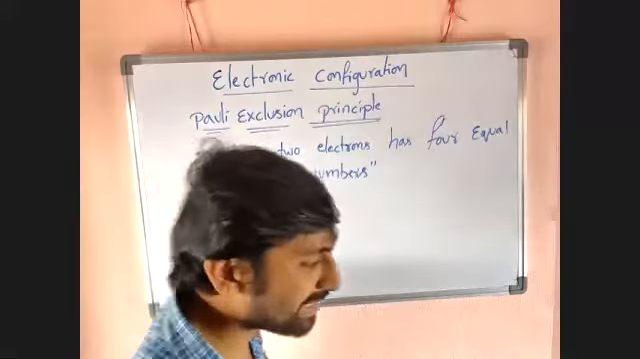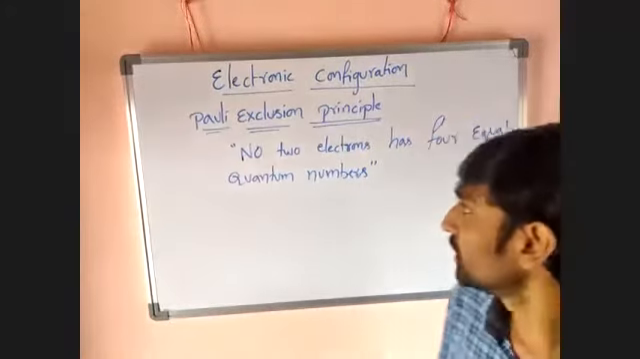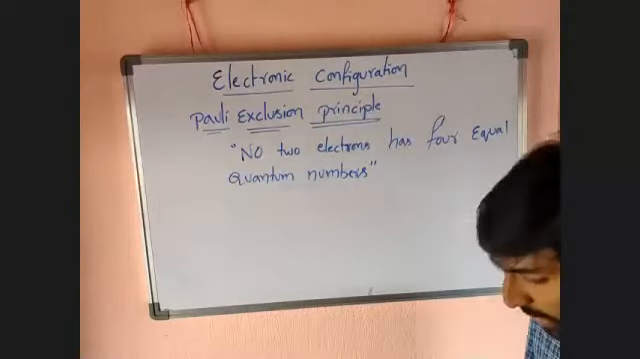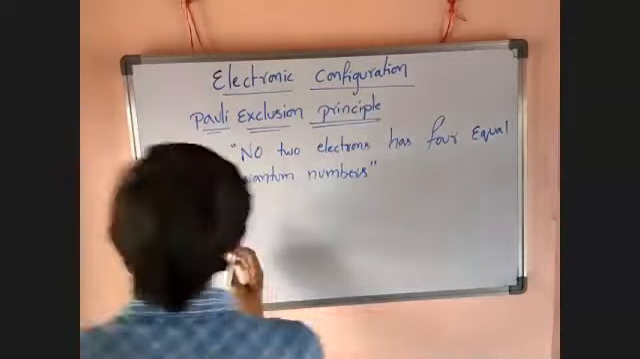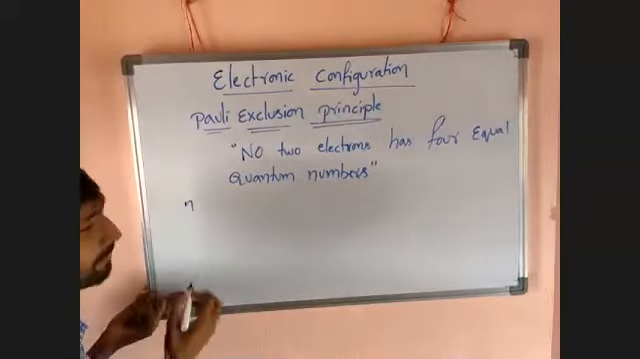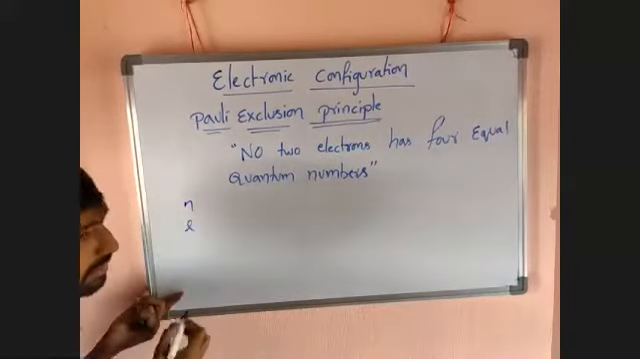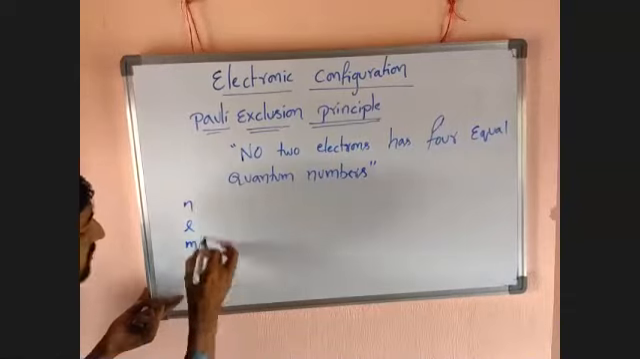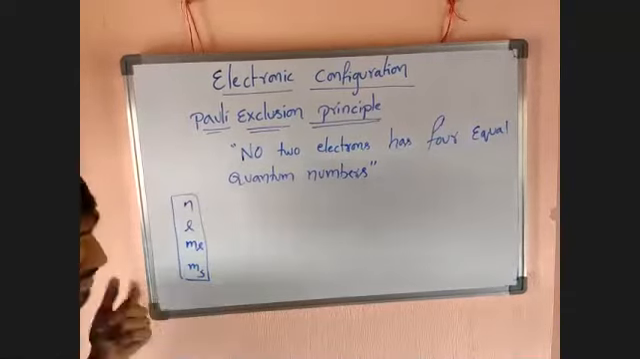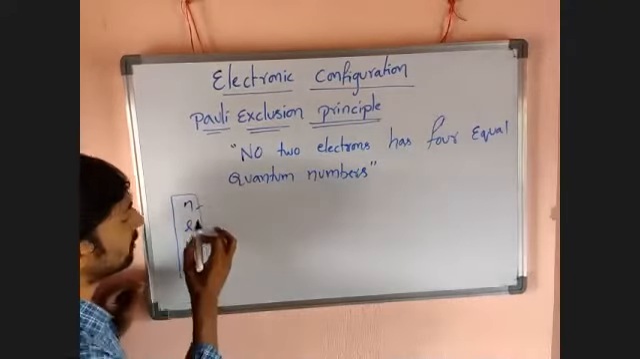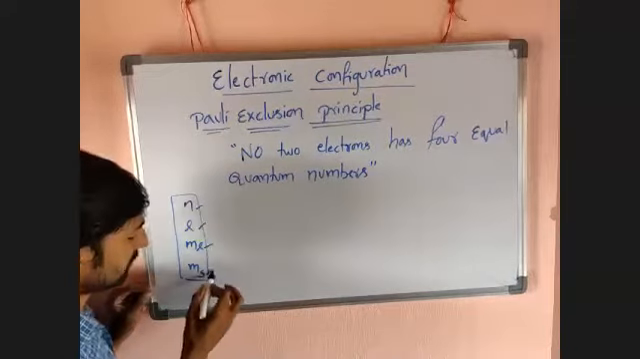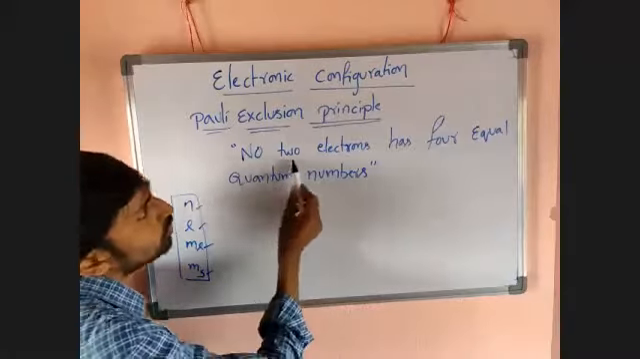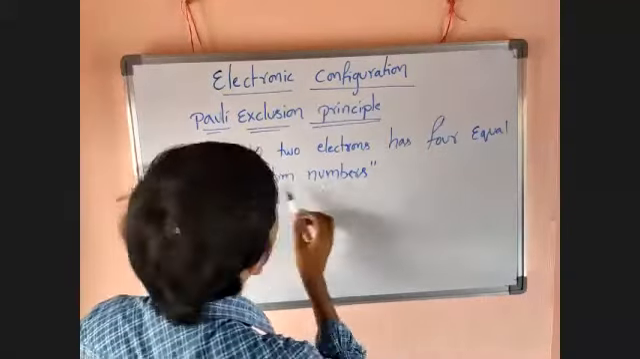No two electrons have four equal quantum numbers. We know that quantum numbers are 4. They are mentioned as n, l, ml, ms: principal quantum number, azimuthal quantum number, magnetic quantum number, spin quantum number. What is the definition? No two electrons have 4 equal quantum numbers.